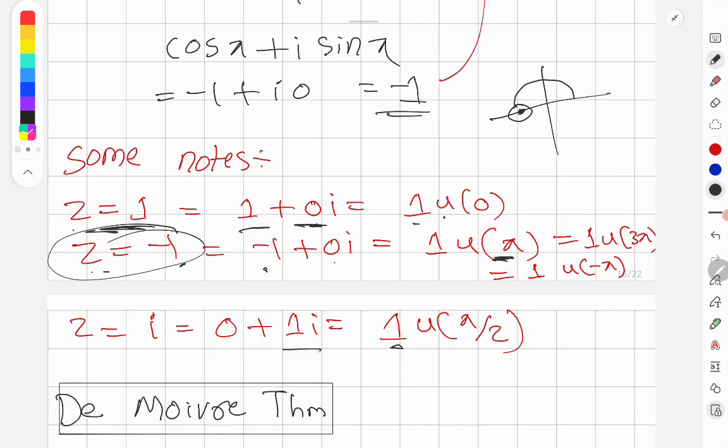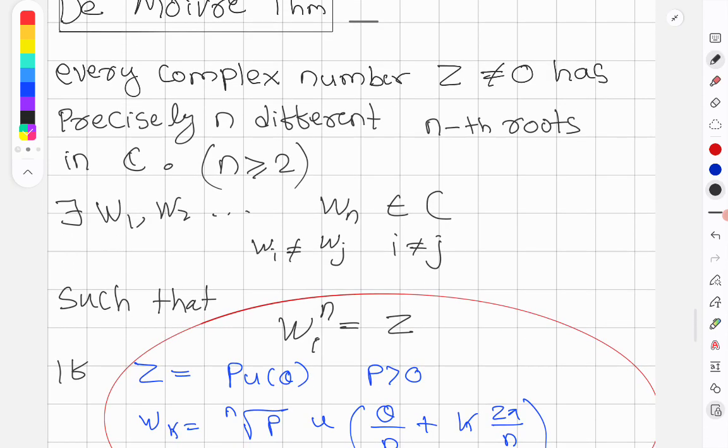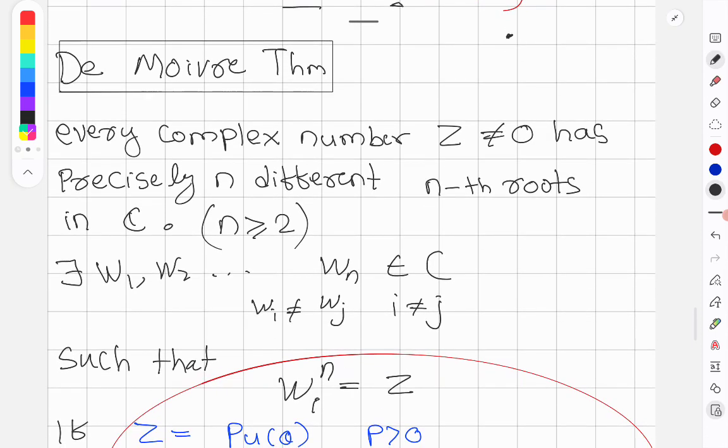Again, this one lies at (0, 1), so it's like here, and its angle is π/2. So those are the common complex numbers that you will use in future questions. It's just for your reference.